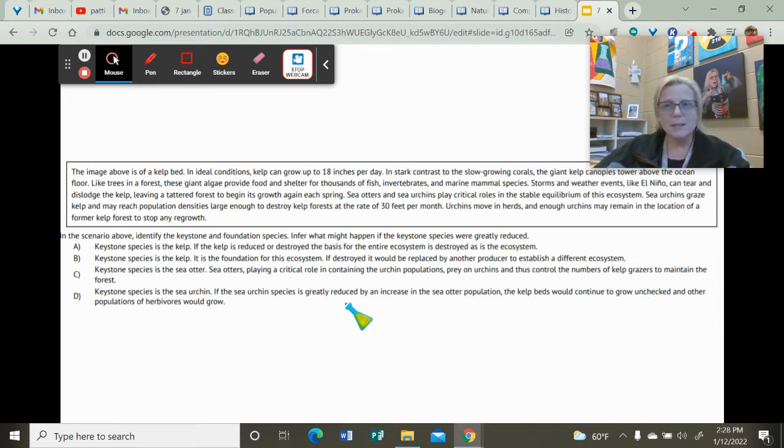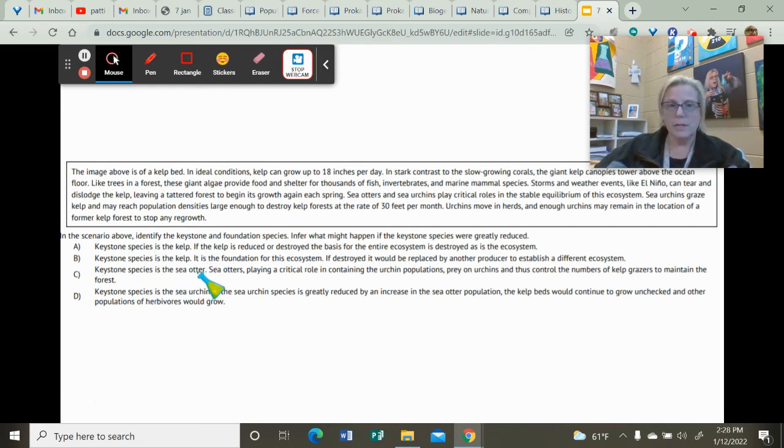That one doesn't make sense, because we're not getting any indication that the continued growth of kelp would be dangerous. Okay, so that one doesn't really make sense. So I'm down to looking at, is the keystone species the kelp, or is the keystone species the sea otter?